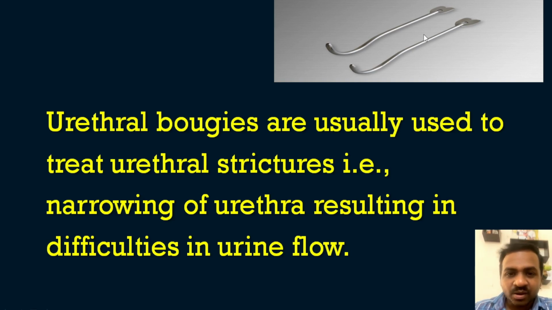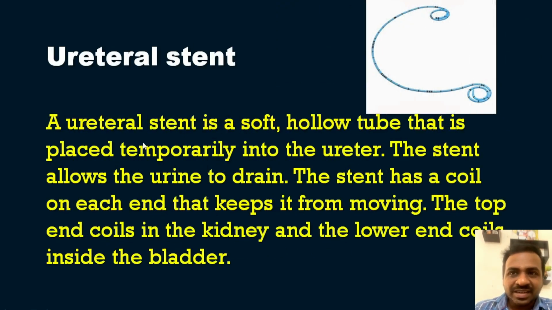Then we will see the other options with pictures. So what is a urethral stent? This is a urethral stent. A urethral stent is a soft hollow tube that is placed temporarily into the ureter, and the stent allows the urine to drain. The stent has a coil on each end that keeps it from moving. The top end coil rests in the kidney, and the lower end coils inside the bladder. So this will be in the kidney and this will be in the bladder, and it allows for the free flow of urine. So that is a urethral stent.